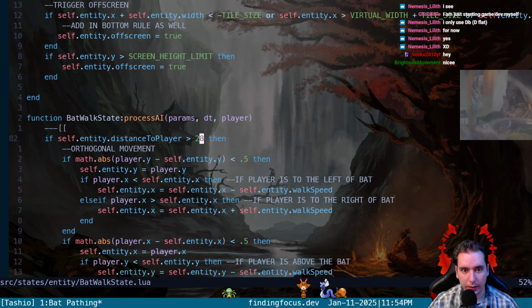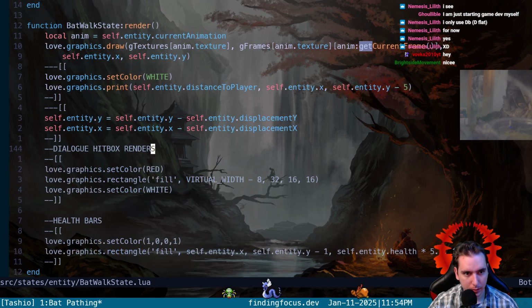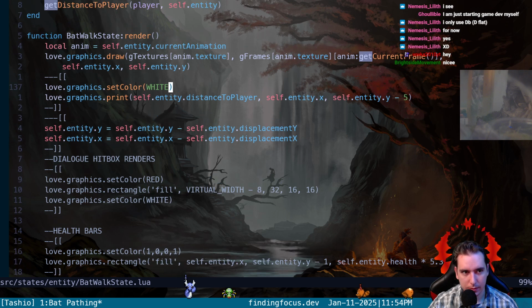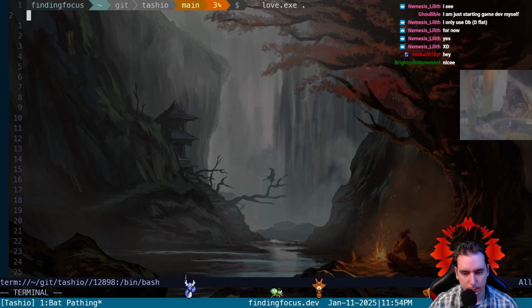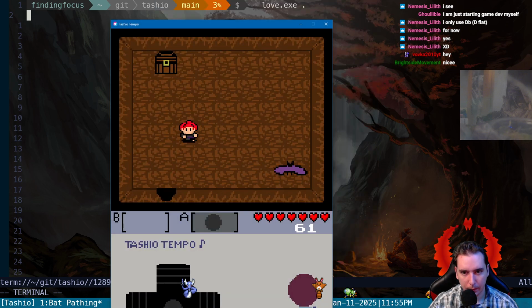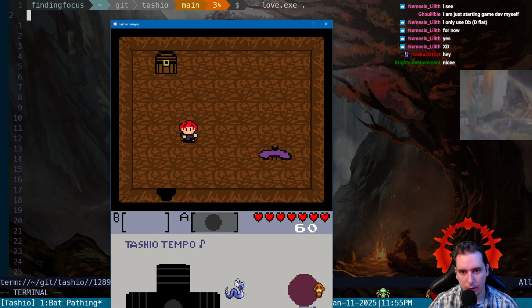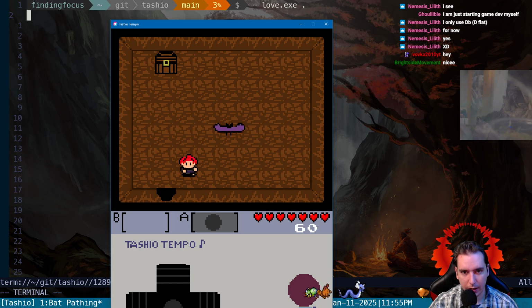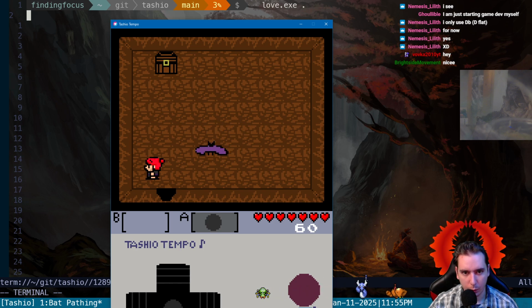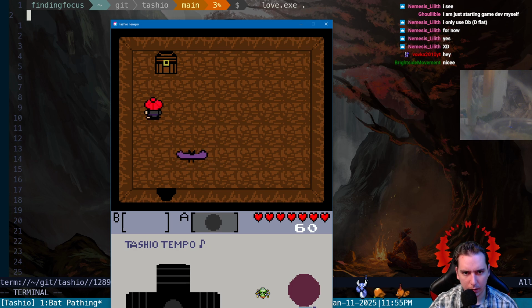But I do like the wiggling he's got now. So I'm going to take off the distance to player here, and let's just look at the wiggle. I think I'm okay with it. Yeah, it looks much better than just the straight line. I like that he looks more wiggly, especially if we're directly to the side of him. I think it looks a lot better.